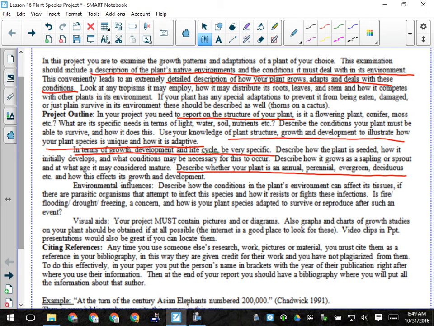Things like that. Environmental influences: we've said this a couple of times now, but describe how the conditions in the plant's environment can affect its tissues. Are there parasitic organisms that it has to fight off? Insects that might choose to harvest it? Things like that. Is fire, flooding, drought, freezing, etc. a concern? Things like that.